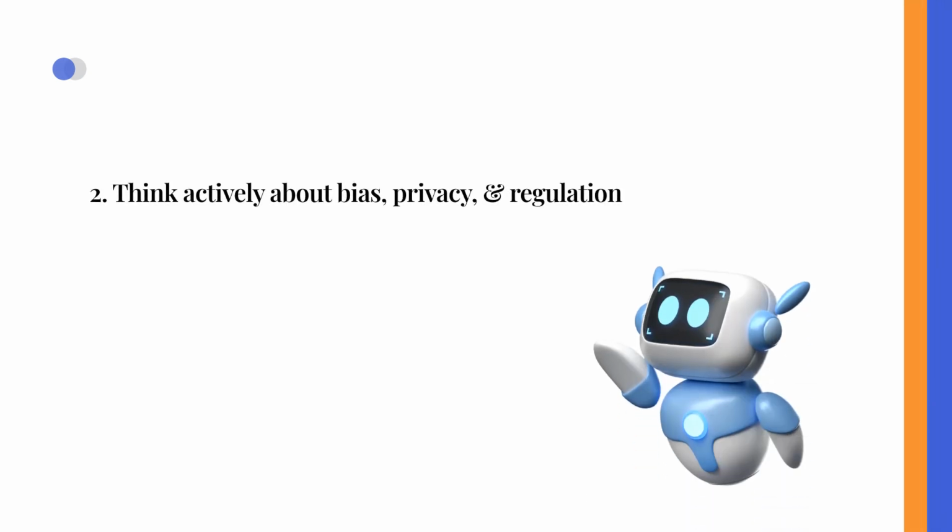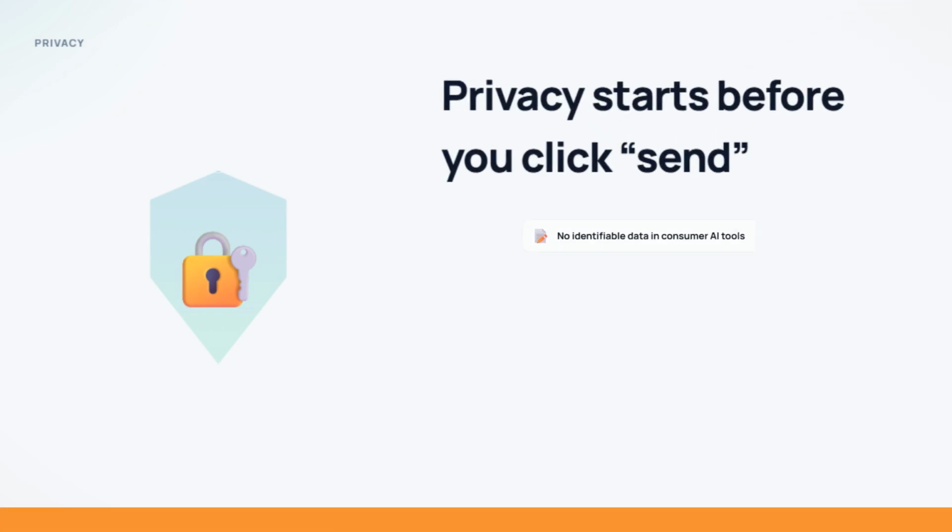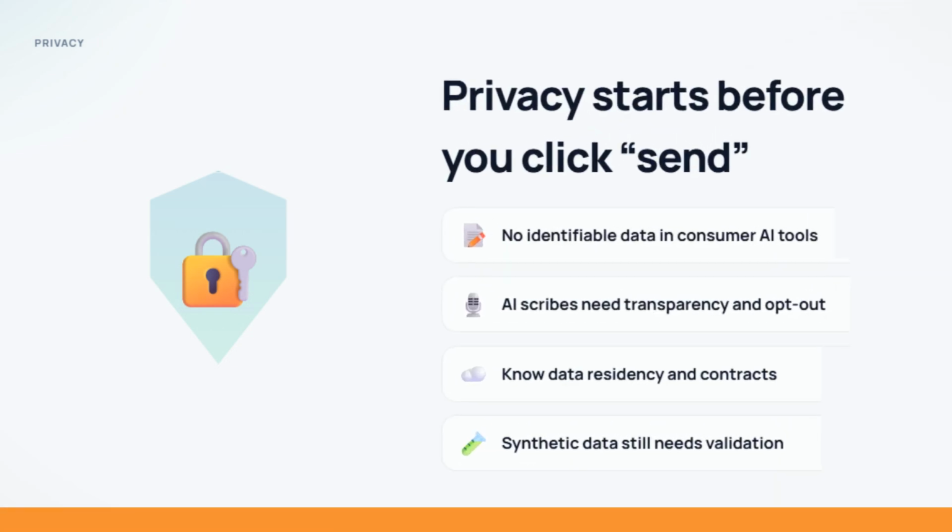2. Think actively about bias, privacy, and regulation. AI can widen inequality if training data are too narrow or if, in real-world use, the tool mainly works for digitally confident patients. That is why you should always ask who may be left behind. Privacy remains a hard boundary. Do not use identifiable patient data in open consumer models without an appropriate agreement, clear legal basis, and local approval. Audio recordings, transcripts, screenshots, and consultation notes are particularly sensitive.